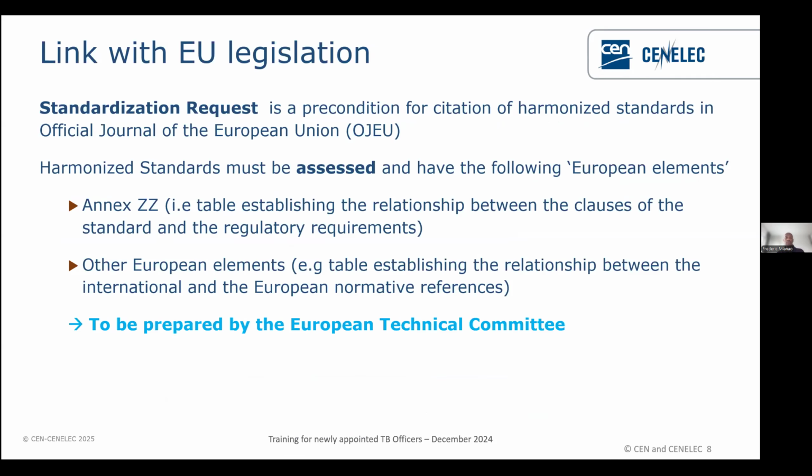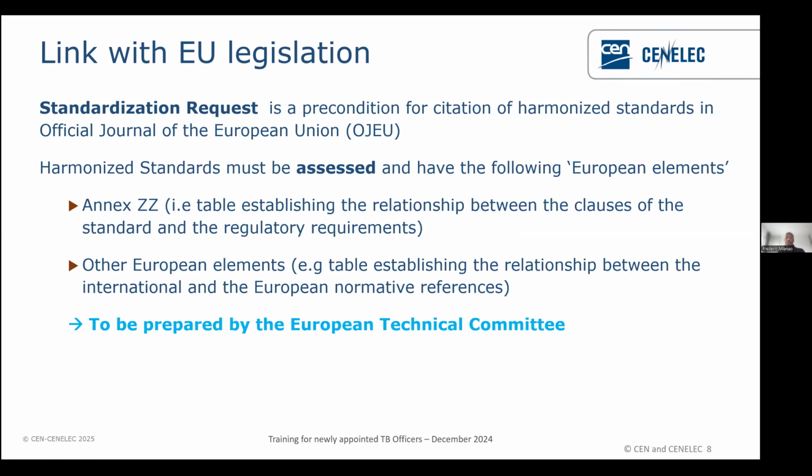And so the standardization request is a precondition for citation of a harmonized standard in the official journal. Once the harmonized standard is cited in the official journal, it gives the presumption of conformity. But the Annex Z is really key because the Annex Z is the document that makes the link between the essential requirements of the legislation and the clauses of the harmonized standards that support the presumption of conformity.